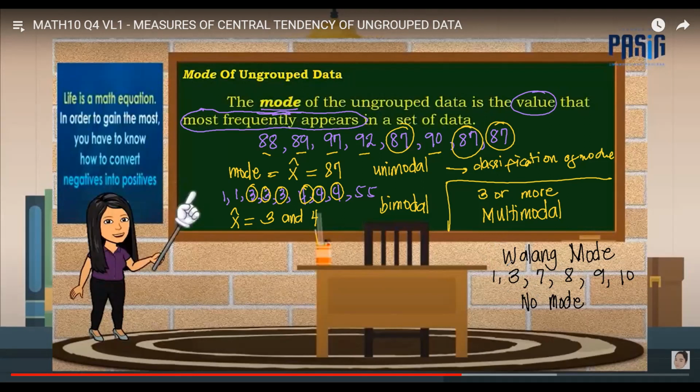Naintindihan po? It can be unimodal, it can be bimodal, multimodal, or no mode. Kapag tinanong kayo, what is the mode? Ang mode natin dito ay 87. Ang mode natin dito ay 3 and 4. At dito, no mode.